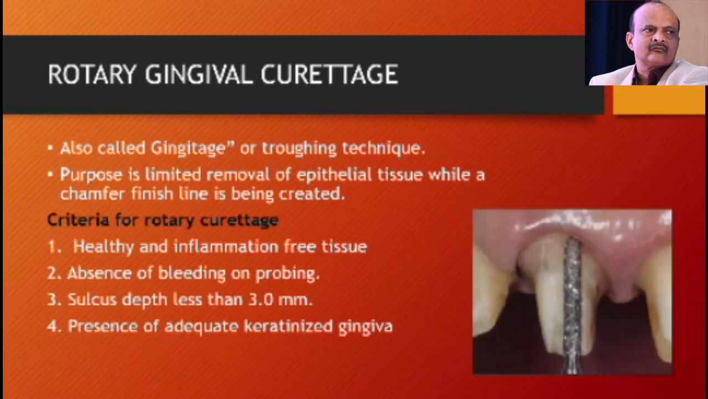Rotary gingival curettage. This is another technique, also called gingitage or the troughing technique. Here the purpose is limited to removal of epithelial tissue while a chamfer finish line is being created. Usually the criteria for the rotary curettage technique are that the gingival tissue should be healthy and inflammation free. There should be an absence of bleeding on probing. The sulcus depth should not be more than 3 mm. There should be the presence of adequate keratinized gingiva. So these are the prerequisites for rotary gingival curettage.